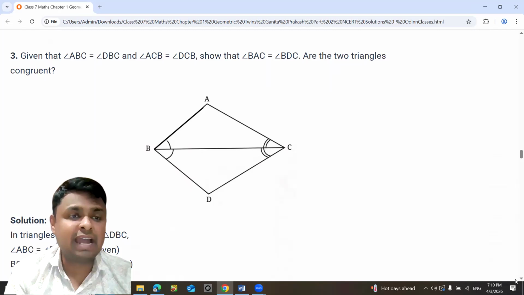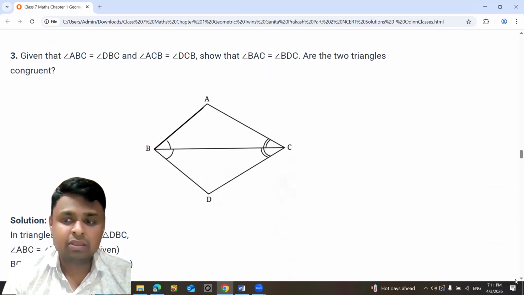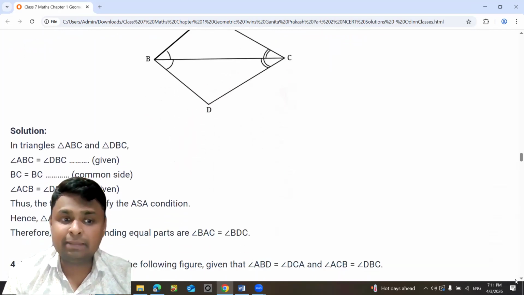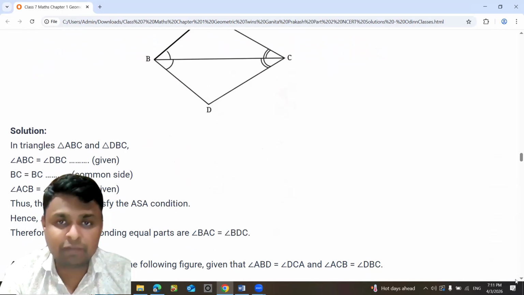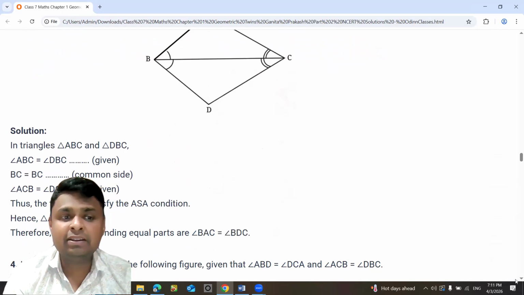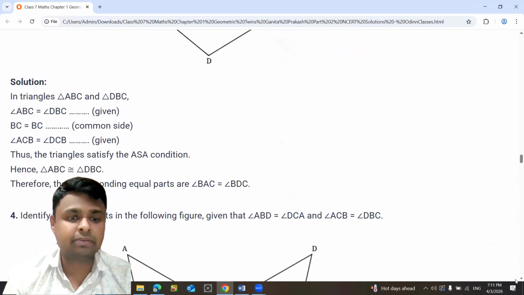Next one, given that angle ABC is congruent to angle DBC and ACB is congruent to DCB and BAC is congruent to BDC. So angles are there. You can also see a common side BC. So angle side angle test. See the solution. You have to write the names of triangles, write the common side, write the names of the angles, and then write the condition, that is ASA test.